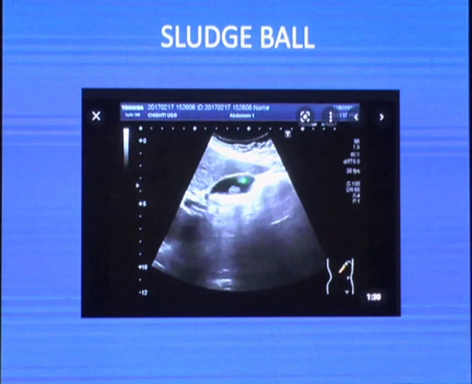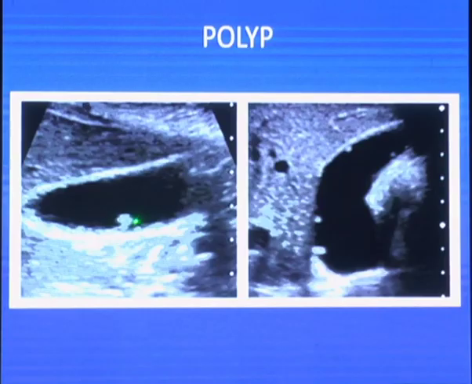Sometimes sludge is seen in the form of balls. Here we can see small balls, maybe sometimes larger, floating within the lumen. It is mobile during the study, but it is different from a stone because it is not causing any posterior acoustic shadowing. So sludge balls within the lumen should be appreciated. Another pathology is polyp. Polyp also appears as an echogenic focus.